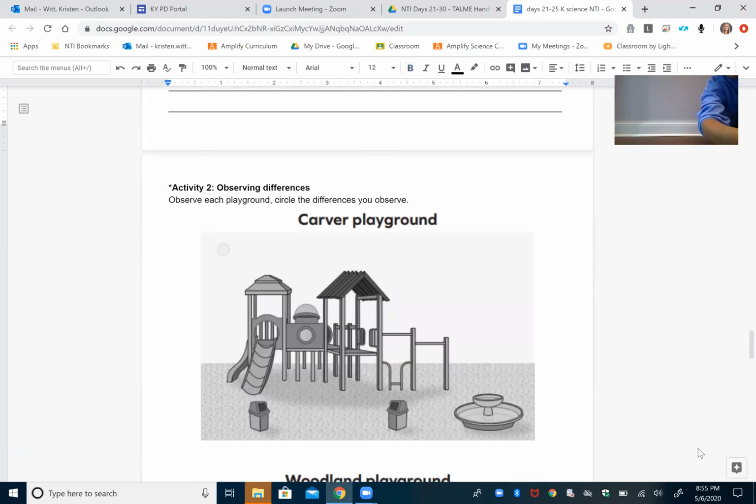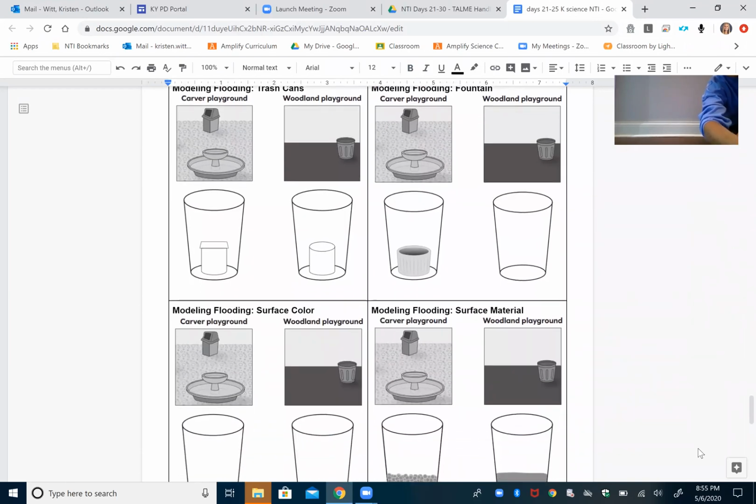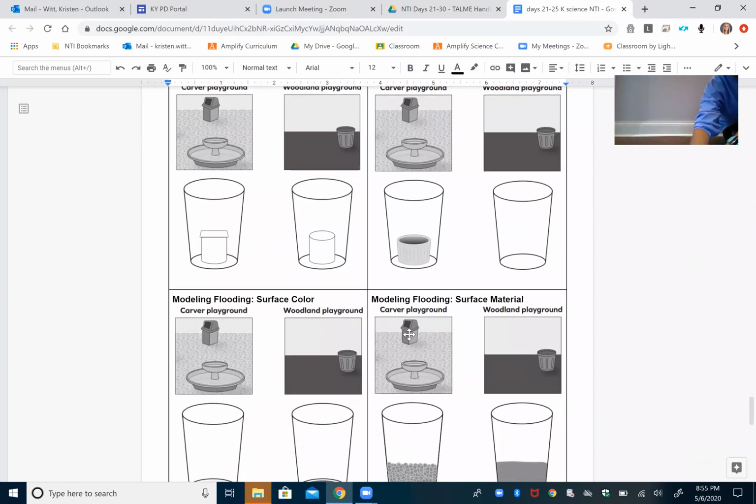The next slide looks like this. This is what you have at home and what you're seeing. This one represents the garbage can with and without the lid, and I've set up a similar cup just like this. This one represents the water fountain and no water fountain. Then we've got the light, pale, and dark surface, and then the gravel and the clay.